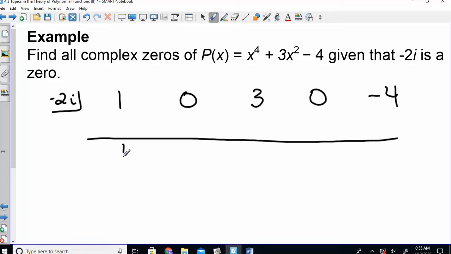First one comes down. What is 1 times negative 2i? Negative 2i. 0 plus negative 2i is negative 2i. What is negative 2i times negative 2i? 4i squared. But i squared turns into negative 1, so it becomes negative 4. Does everyone see how I got negative 4 there? So we just did negative 2i times negative 2i.